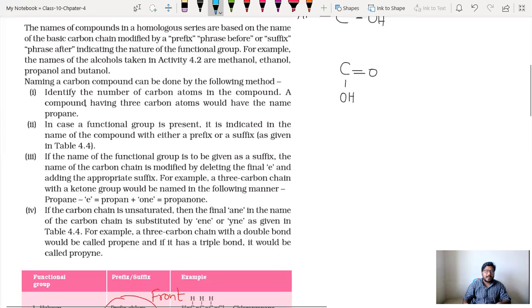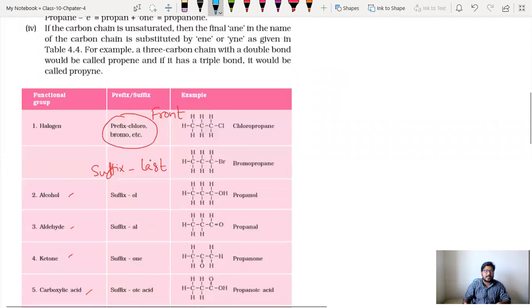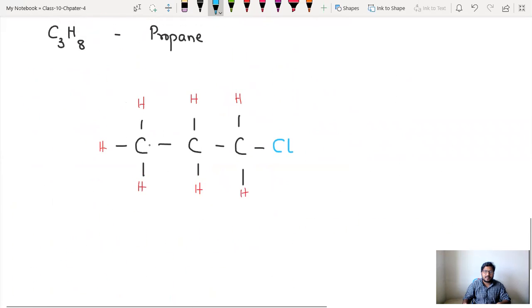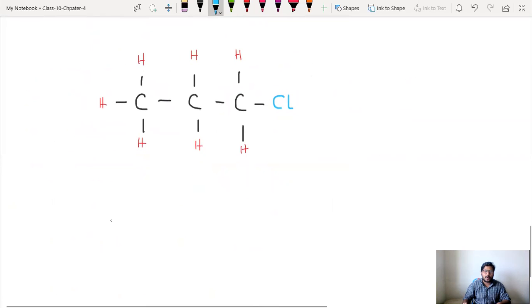First step, identify the number of carbon atoms in the compound. A compound having 3 carbon atoms would have the name propane, right? Identify the number of carbons. 1 means meth, 2 means eth, 3 means prop. So the name of this hydrocarbon compound is first propane. First we wrote the name propane.